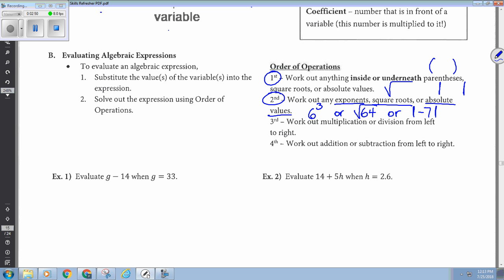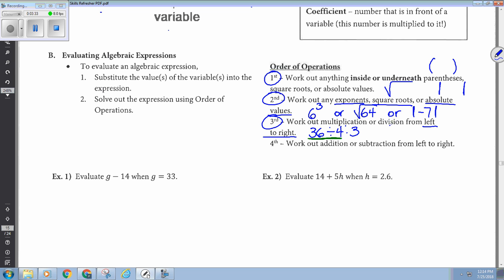Third step is to work out multiplication or division going from left to right. The key thing here is left to right. So multiplying and dividing can be out of order because you have to work from left to right. For example, if you have 36 divided by 4 times 3, you must do 36 divided by 4 first because that comes first going from left to right. If you do 4 times 3 first, you're going to get the wrong answer inadvertently. So just be careful.